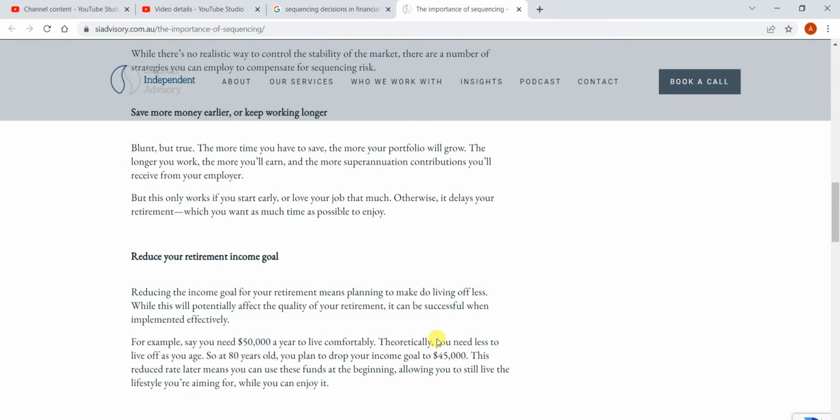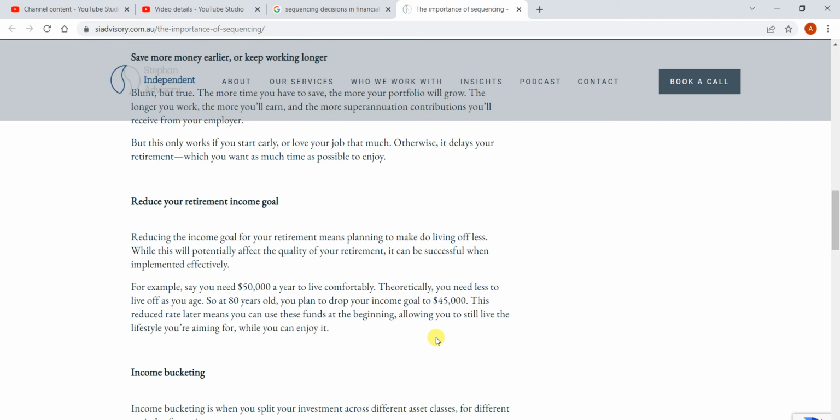Reduce your retirement income goal. Reducing the income goal for your retirement means planning to make a living on less. This will potentially affect the quality of your retirement. It can be successful when implemented effectively.